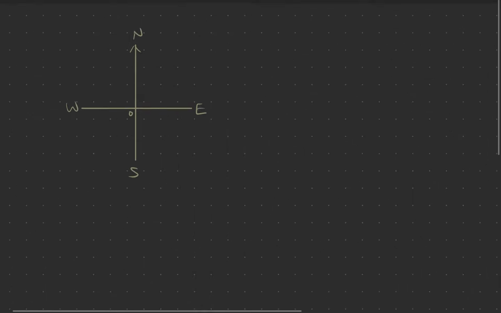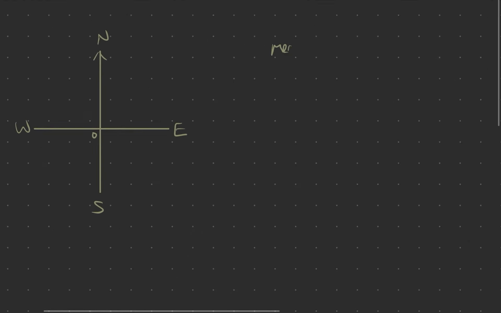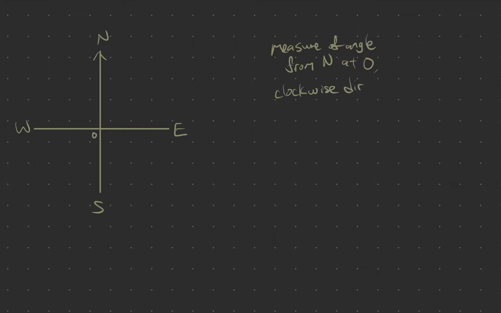So, bearings are basically a measure of angle from the north at the origin, and it will go in a clockwise direction, and the angle has to be denoted as a 3-digit number. If you're confused, hold on.